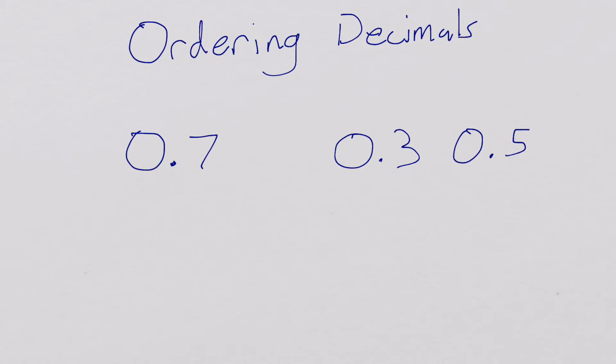We got in our ones place, we have a 0, and a 0. So our ones place value isn't going to help us to order them. Let's look at the next place value, our tenths. We've got a 7, we've got a 3, and we have a 5. Now, the order that we put them in all depends on, are we ordering them from least to greatest, or are we going from greatest to least?